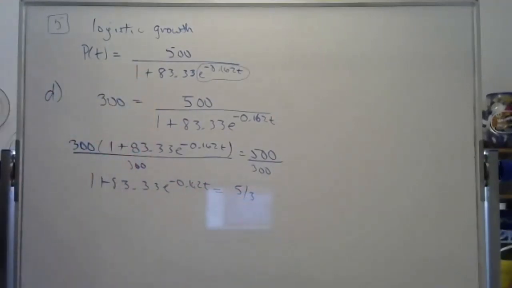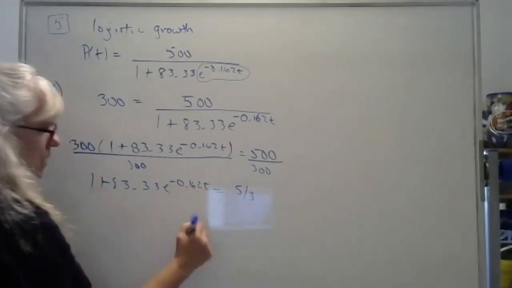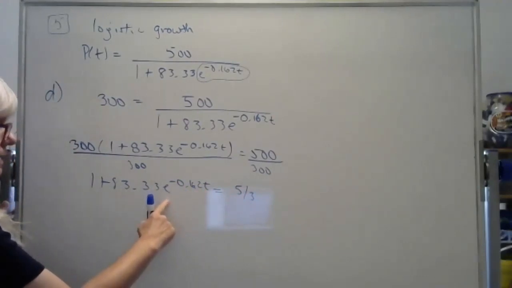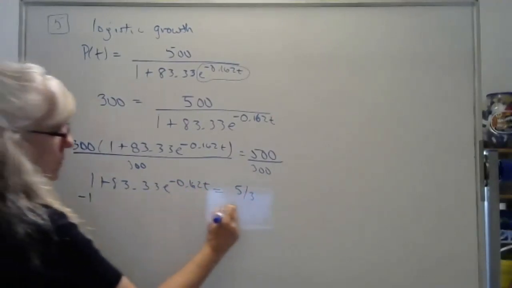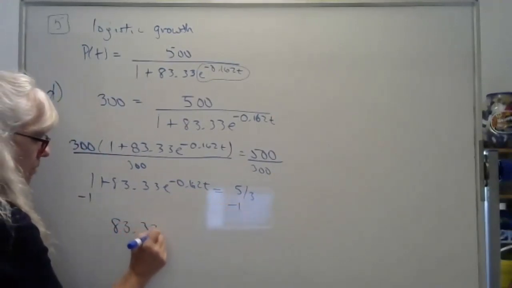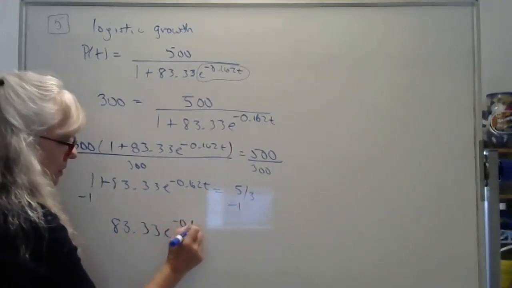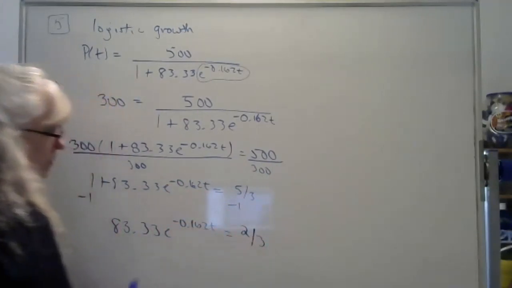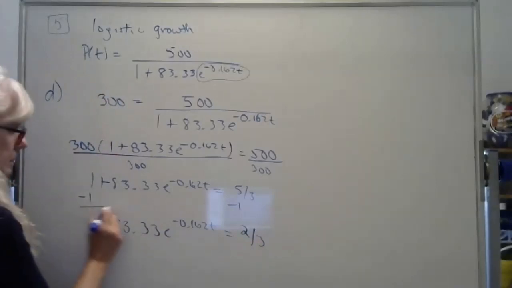And again, I'm not going to go to my calculator until the very end, so I'll just carry this 5/3. Okay, we're solving for t. T is trapped by the e. We have to get the e all by itself. So the first thing we're going to do is subtract that 1. So that's going to give me 83.33 e to the exponent equals what? 5/3 minus 1, 2/3.